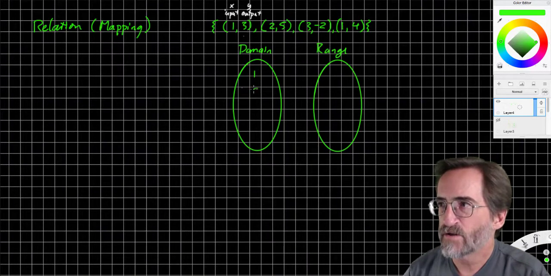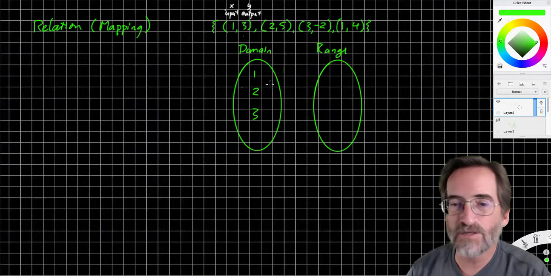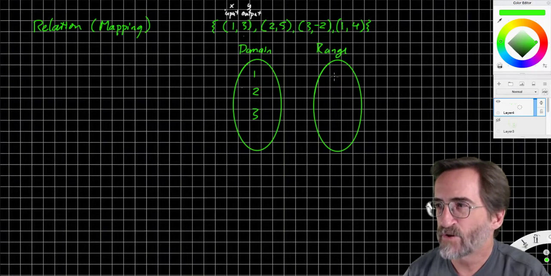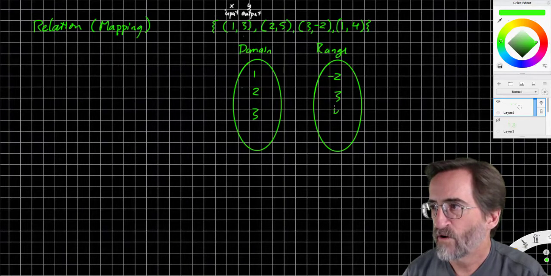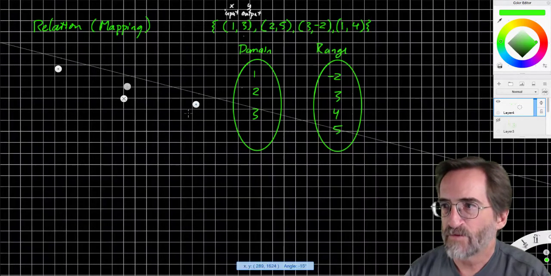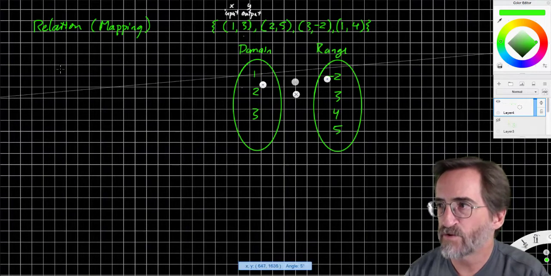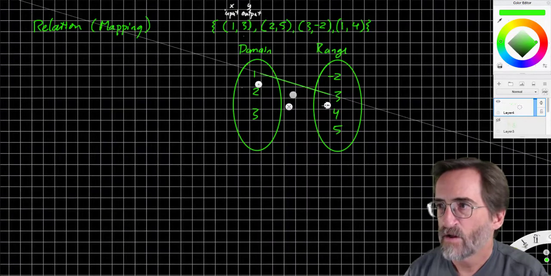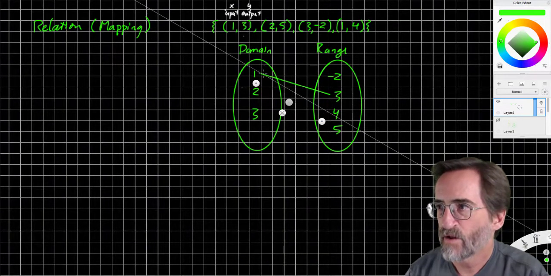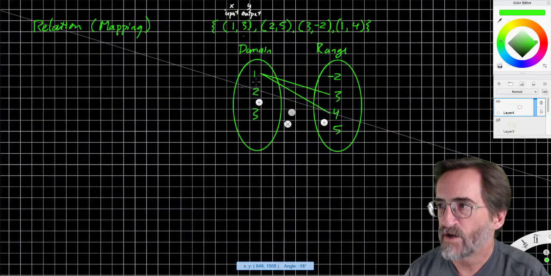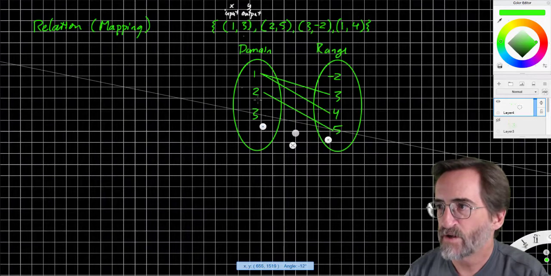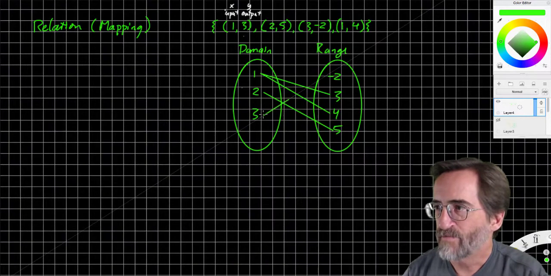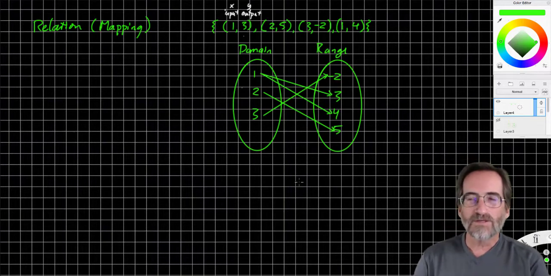Okay, the domain values are 1, 2, 3, and 1 again, which I'm not going to list twice. And then the output, the range, is 3, 5, -2, and 4. I'm going to put them in order: -2, 3, 4, and 5. Okay, and we map the elements of the domain to the elements of the range. So 1 goes with 3. Okay, 1 also goes with 4. Okay, 2 goes with 5. And 3 goes with -2. All right. So the domain is the input, the range is the output, and the arrows flow from domain to range. All right, so that's a relation or a mapping.